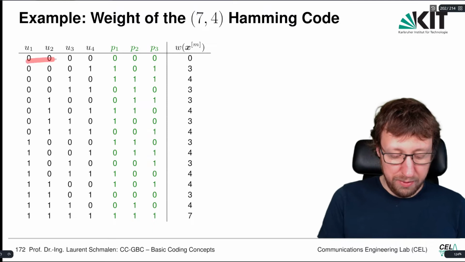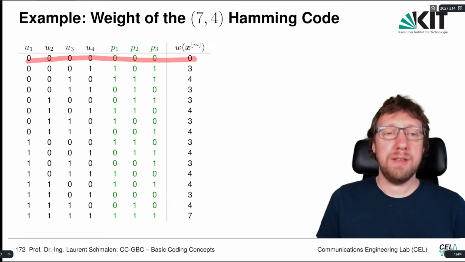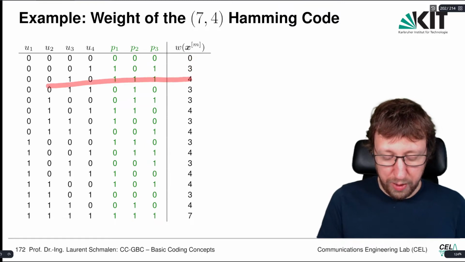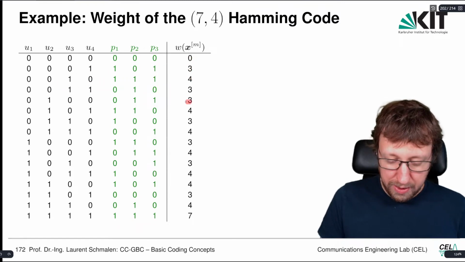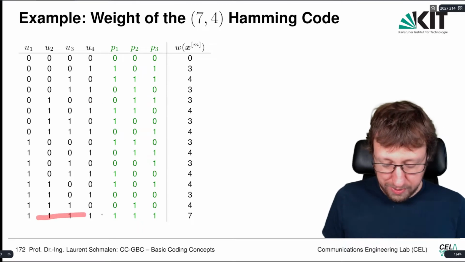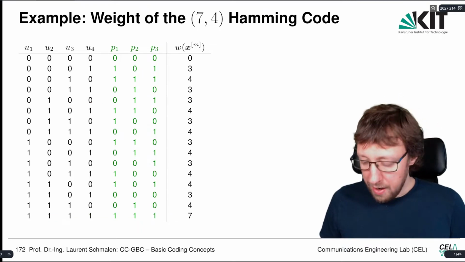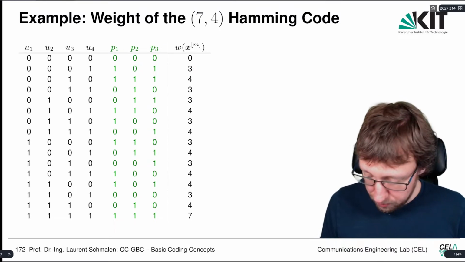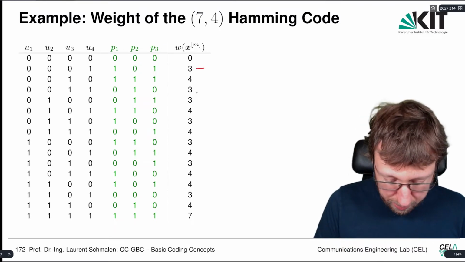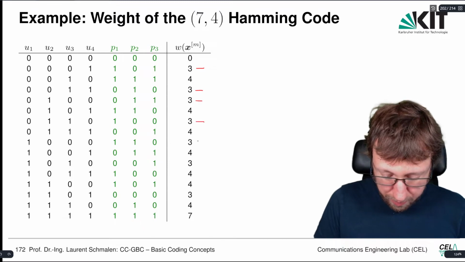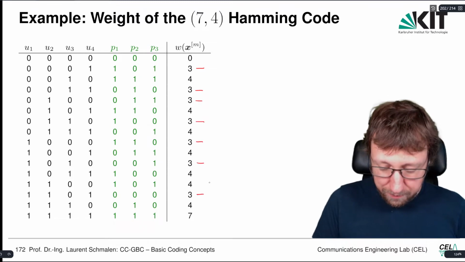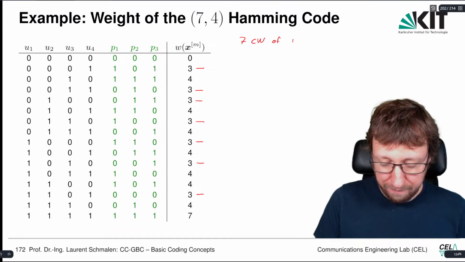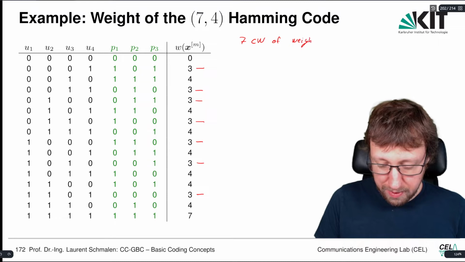So we have the 0 code word that has weight 0. Then we have the first code word that has weight 3. We have one with weight 4. We have one with weight 3, and so on. The final one has weight 7. And then what we do is we count. So we count how many code words are of weight 3. So let's do this. We have 1, 2, 3, 4, 5, 6, 7. So we have 7 code words of weight 3.